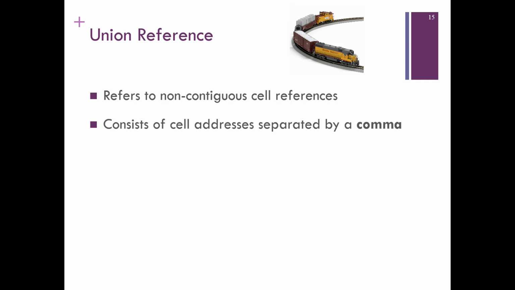Now let's talk about the union reference. So the union reference refers to non-contiguous cells, and they look like cell addresses that are separated by a comma. So you can literally type in your commas as you're clicking through or typing in the cell addresses. So the reference A1, B3, C2, that particular reference refers only to those 3 cells. And so again, you can just type in your comma and let Excel know that these are the only specific cells I want you to include.